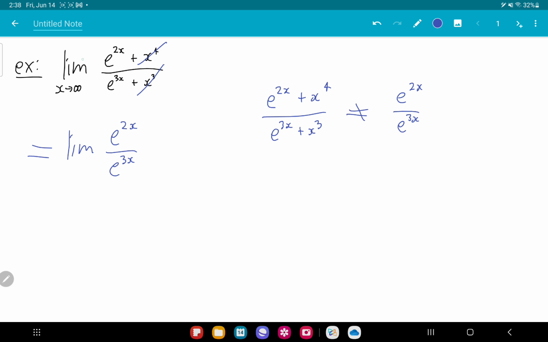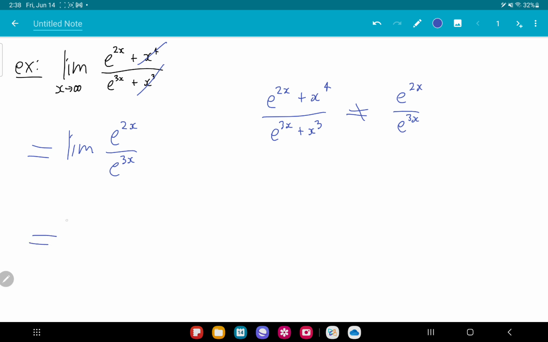But when the limits are present, then you have equality. Okay, so be careful. We're not saying these two fractions are the same. We're saying that the limit of this guy is going to be the same as the limit of this guy because the non-dominant terms just don't matter.